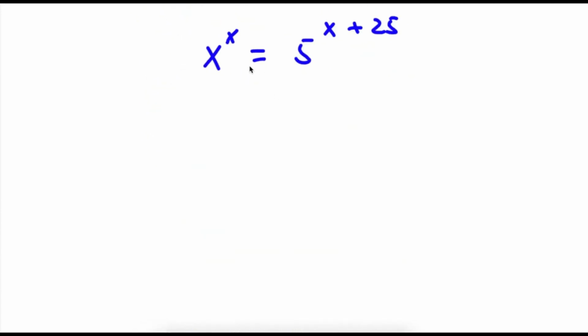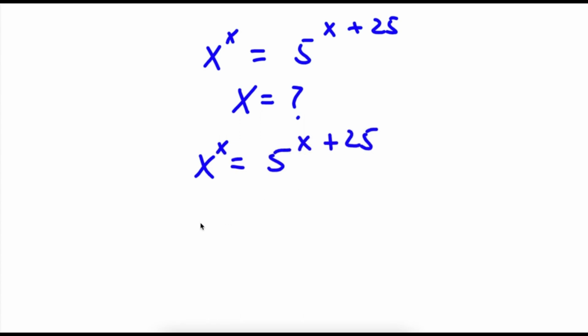Alright, so now we have x to the power of x is equal to 5 to the power of x plus 25. Now we want to find the value of x. So first off, from x to the power of x is equal to 5 to the power of x plus 25, if I have something in the form a to the power of m plus n, this is equal to a to the power of m times a to the power of n.